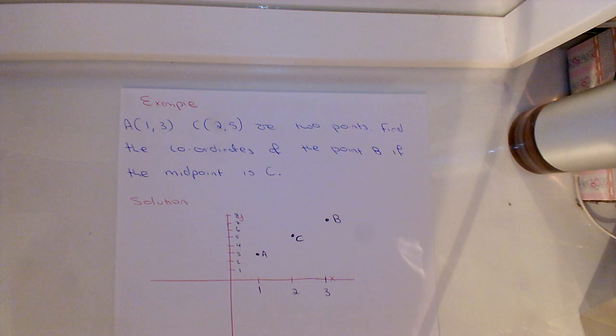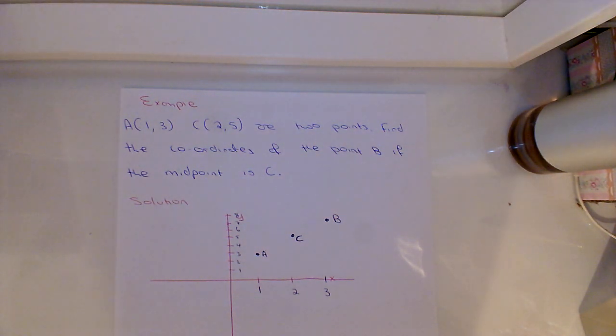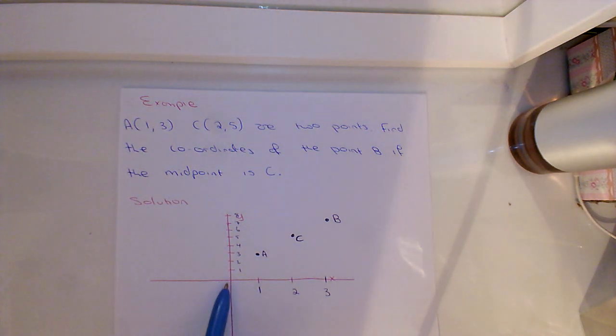Then I have another example here. It says A is (1, 3), C is (2, 5) are 2 points. Find the coordinates of the point B if the midpoint is C. I'm given 2 points, I graph this out. Remember when you're plotting points, 1, 3, you're starting here, you go in the door, up the stairs, that's 1, 3. For B, we don't know that yet, we're trying to find it, but we know C, my midpoint. C is in between 2 points, and I have 2, 5, so I go in the door, up the stairs to 2, 5.